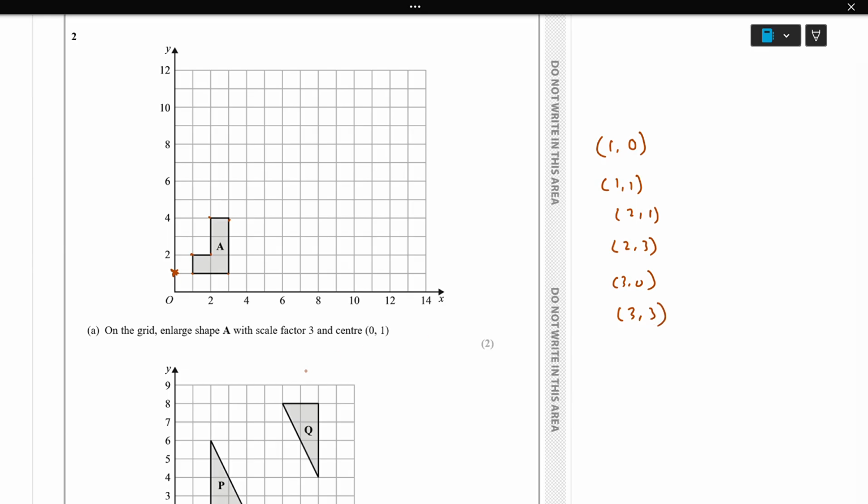So this is all scale factor 3, so we need to multiply the entire thing by 3. So (3, 0), (3, 3). This is (6, 3), then (6, 9). Next (9, 0), then (9, 9). So the first point (3, 0), second point (3, 3).